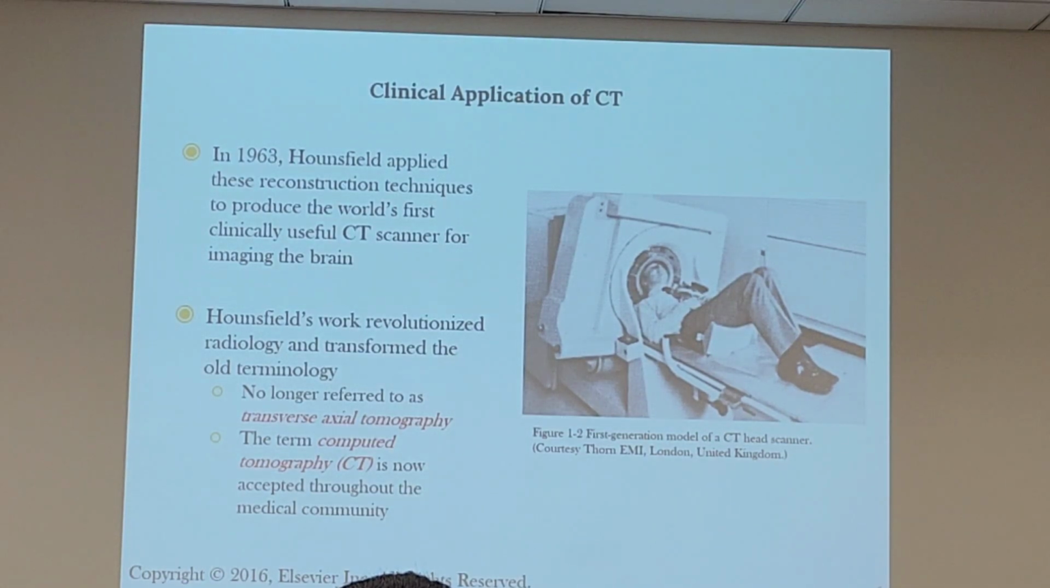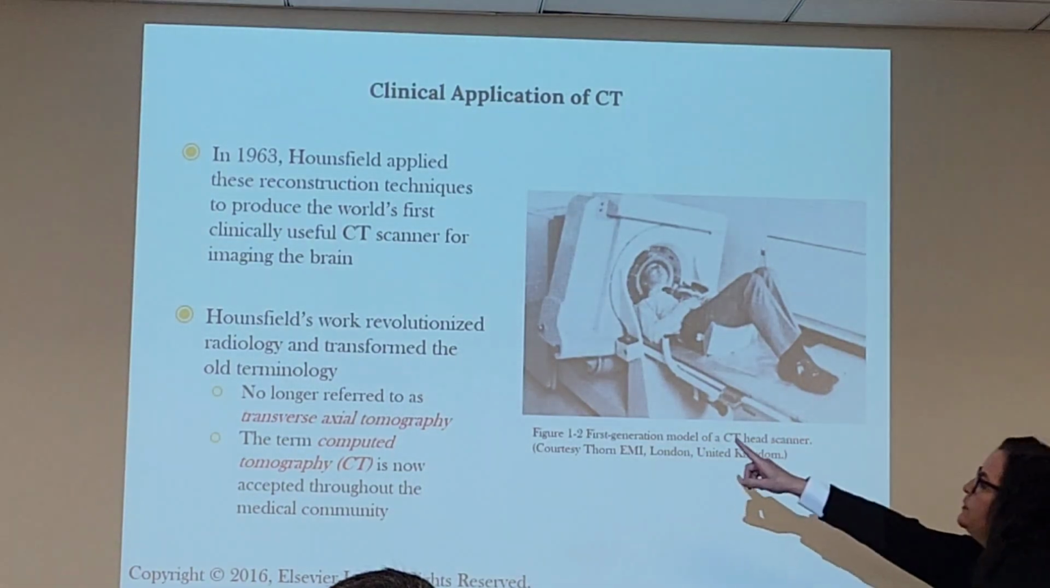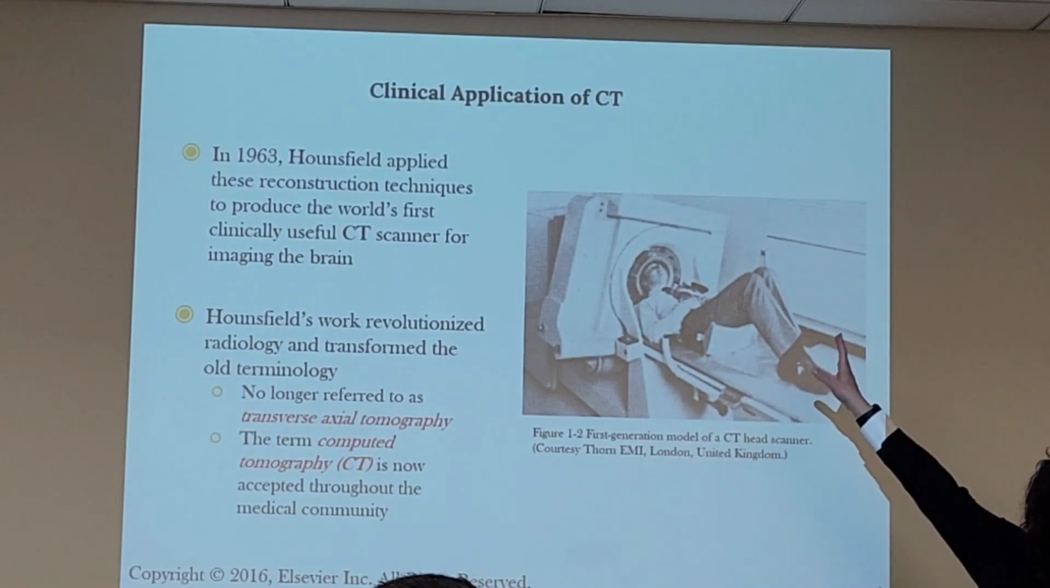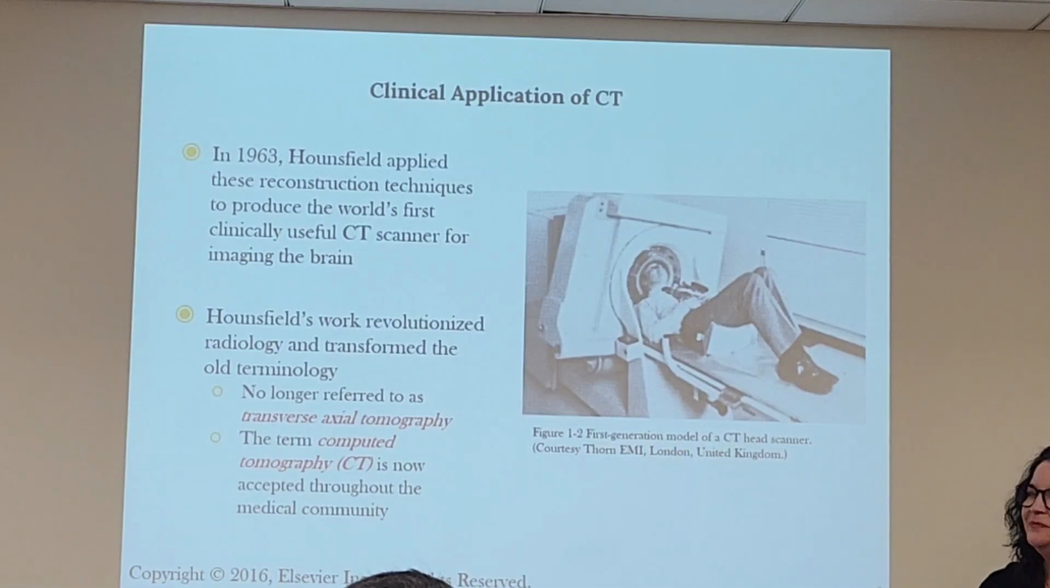In plain x-ray, we have to manipulate the patient to get the different views, correct? Or manipulate the equipment to get the different views. Not here. Once a patient is on the table, we will acquire an axial image of all of the area that needs to be scanned, and any type of image can be reconstructed considering the math is there. So, Hounsfield's work revolutionized radiology and transformed the old terminology. So where we started off with tomography or tomograph, we are now using transverse axial, which we now know those terms to be very synonymous, transverse or axial, correct?